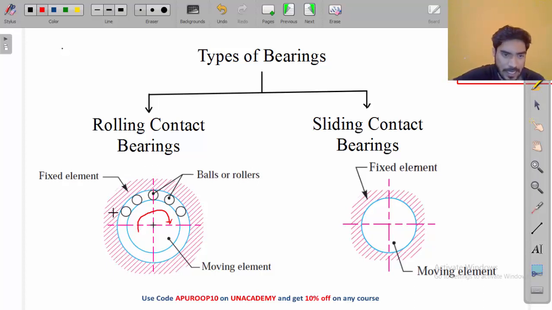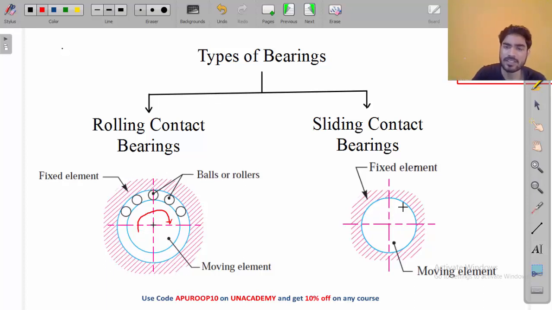This is the moving element and this is the fixed element, but between them we have placed balls. So when this moving element starts to rotate, what type of contact will be there? Rolling contact. But look at this.